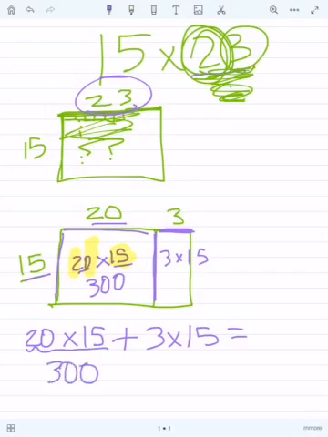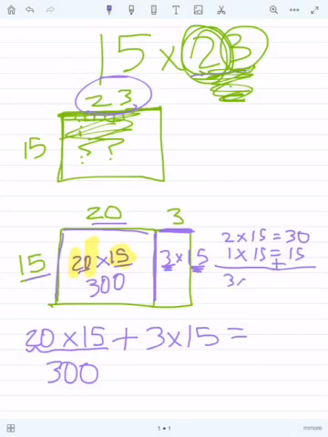And then I have 3 more groups of 15. Well, you heard me earlier, I already did 2 groups of 15. That was 30 when I doubled 15. So I just need 1 more group of 15 added to 30. And that'll give me 3 groups of 15. Could do it that way. And that gives me 45.